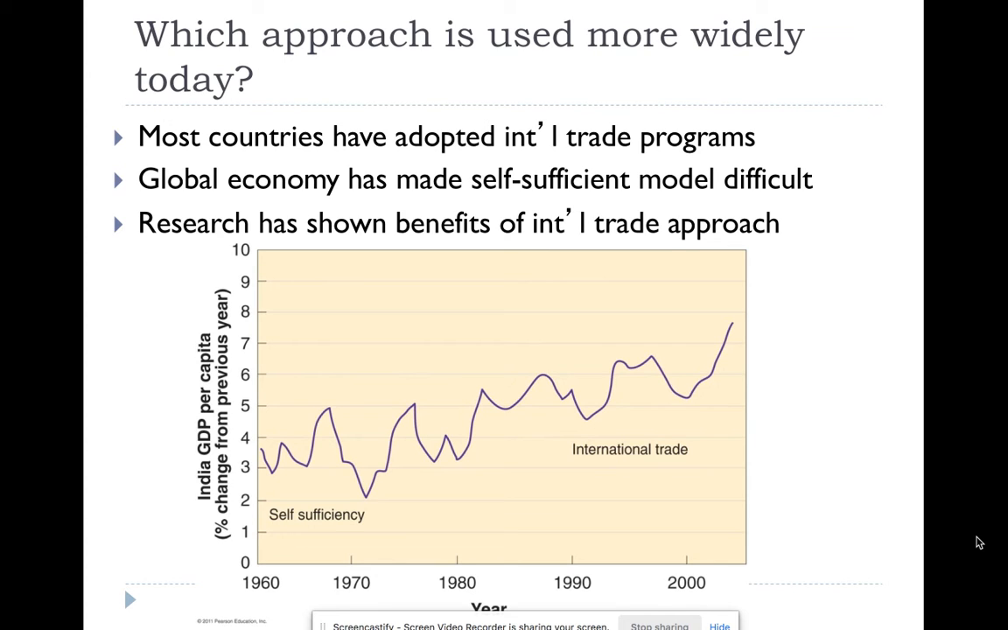So if we talk about which approach is more widely used today, there really aren't a lot of countries that use the self-sufficiency approach. The best one that comes to mind is North Korea, right? And we know how successful North Korea has been, right? Not very successful when we look at their economy or much of their country at this point. Most countries today do have some kind of international trade program that they work with. The globalized economy has made it very difficult for you to remain self-sufficient. And so there's a lot of research as well that shows that the international trade approach is much better for your economy, much better for your country in general.